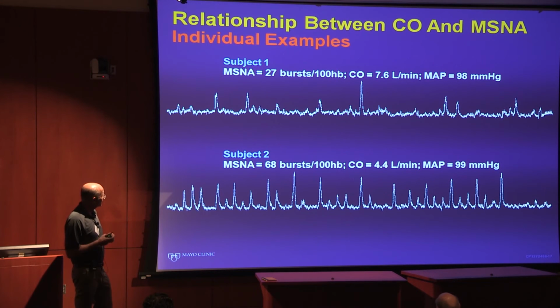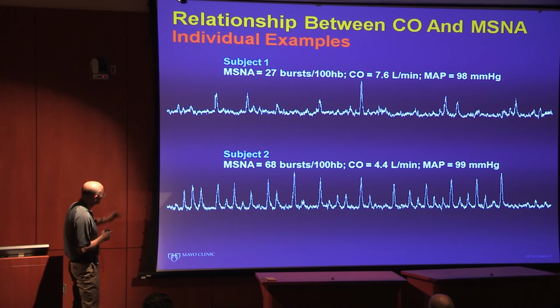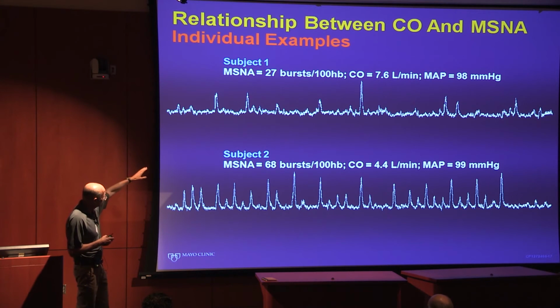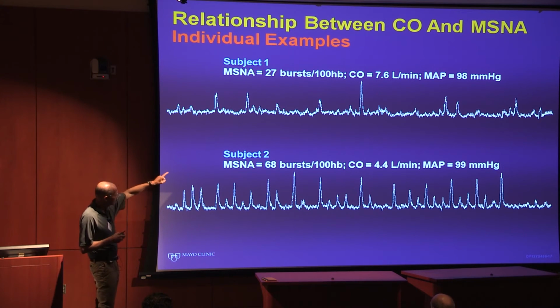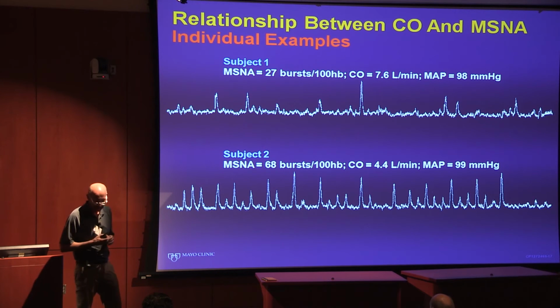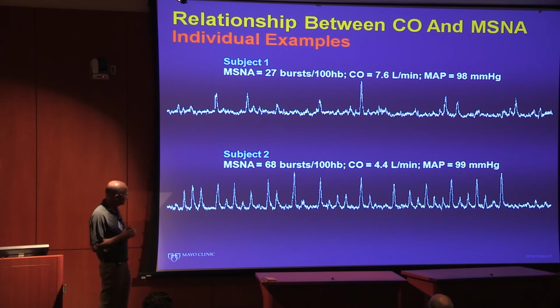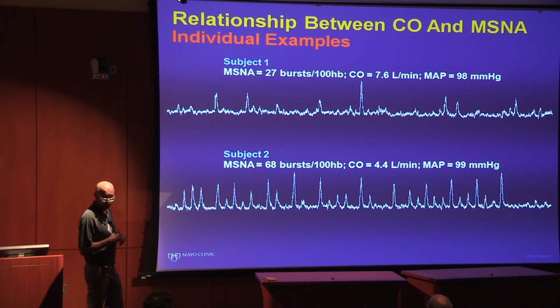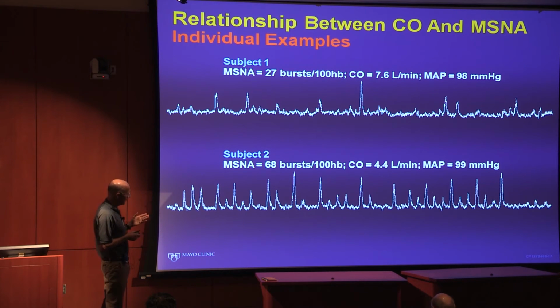So, the relationship between cardiac output and MSNA, this is something we've been doing in the lab. Individual examples: this is subject 1, who had 27 bursts per 100 heartbeats. His resting cardiac output measured by acetylene rebreathing was 7.6 liters a minute. His mean arterial pressure was 98. Subject 2 had 68 bursts per 100 heartbeats, so 2.5 times the sympathetic activity, but his cardiac output was only 4.4 liters per minute, and his mean arterial pressure was 99.